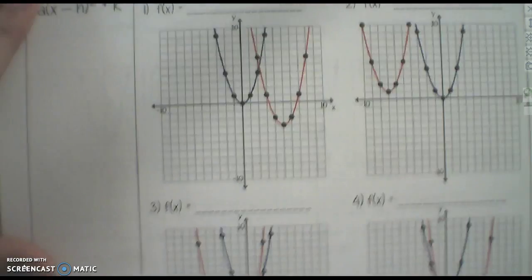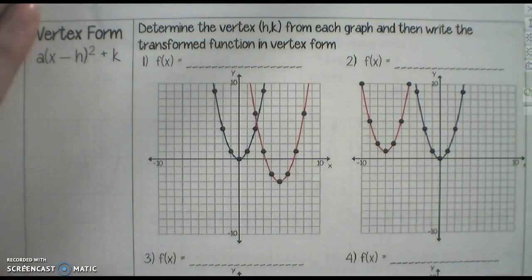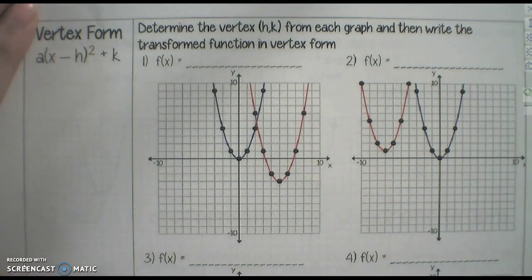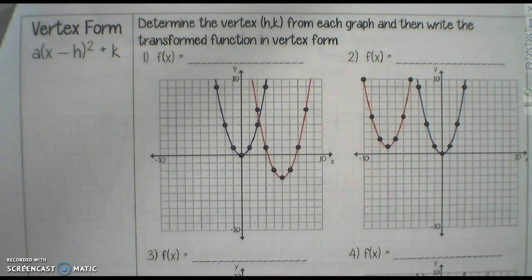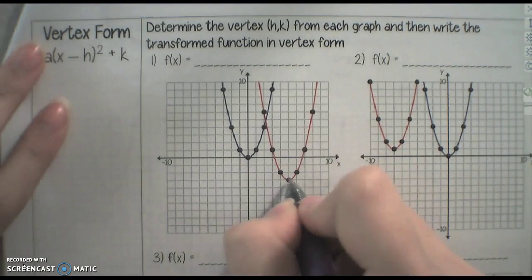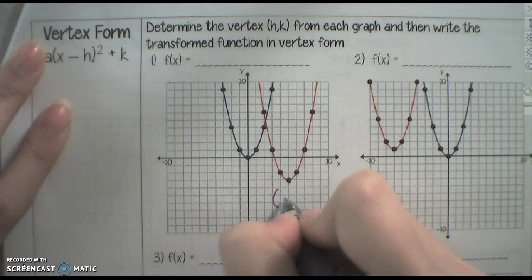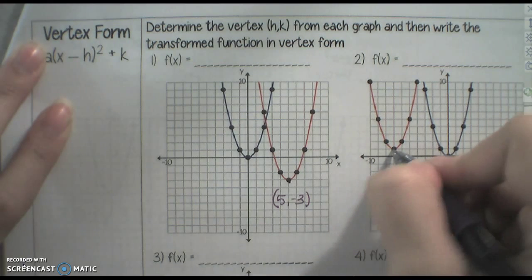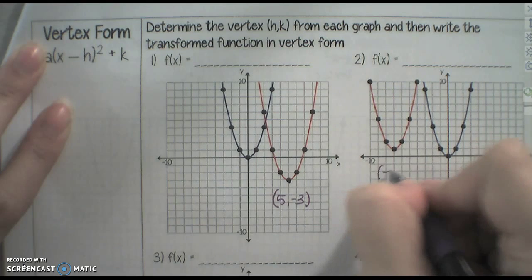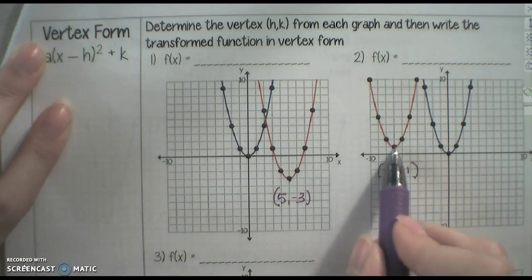All right, let's take a look at going the other direction when we write the transform function in vertex form. So one thing that helps me is I like to identify the vertex that's in the graph. So let's go ahead and identify this vertex here of our new graph. So this one we're at 5, negative 3. And then we're going to also do number 2 together. This one we are at negative 7, 1. So we went left 7 and up 1. That's our new vertex point.